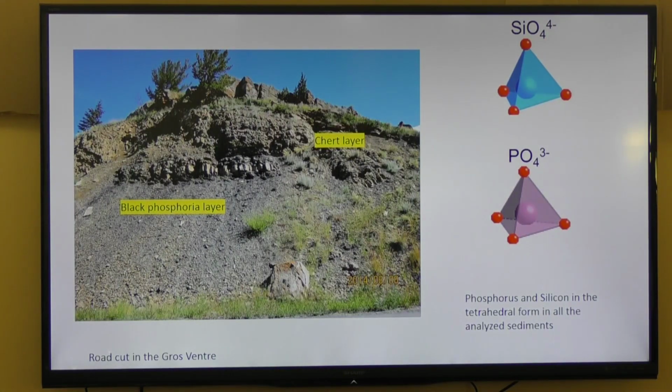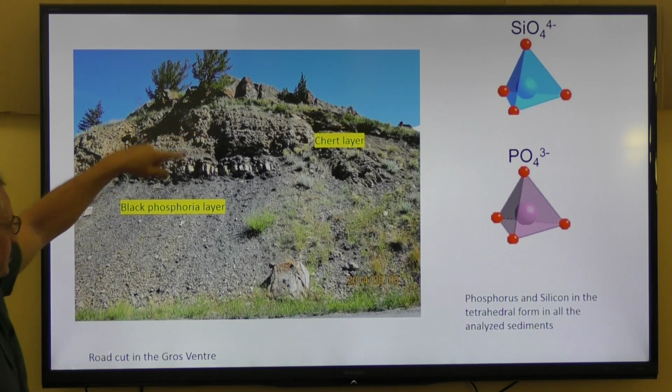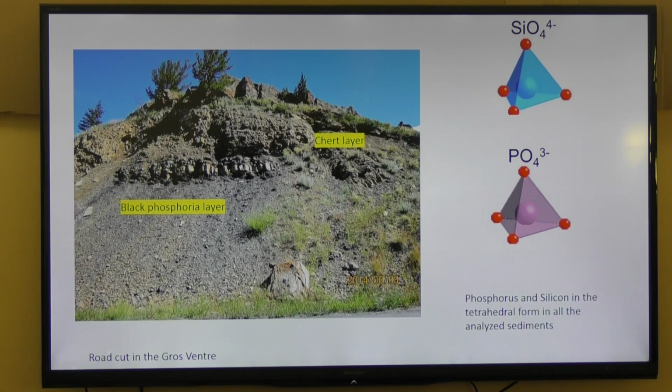Here's an easier-to-access exposure when you're on the Gros Ventre Road, but I don't see any sponges in this. What's the definition of chert? I'm going to get to that. I'm going to really get into that.